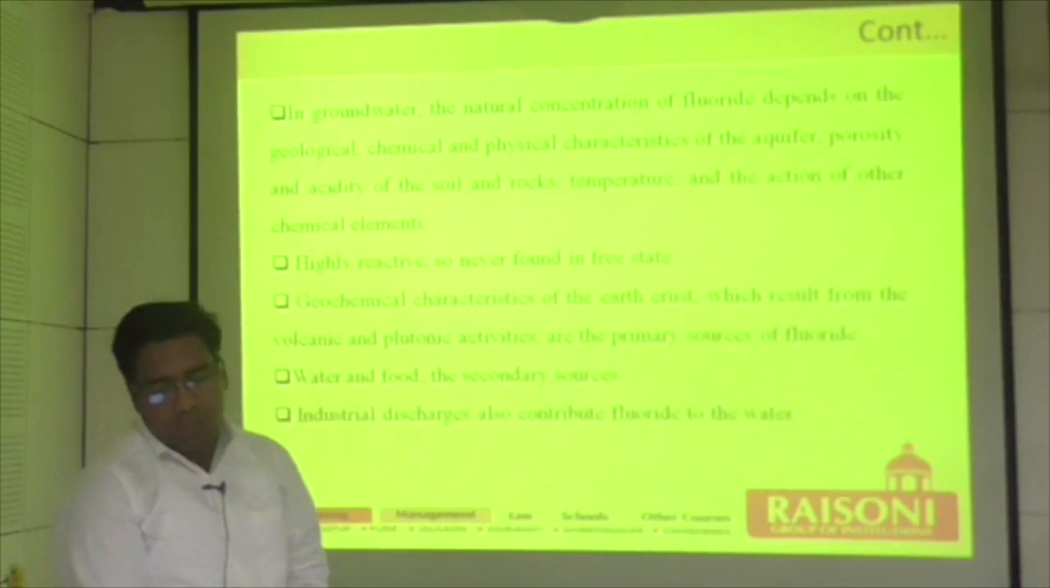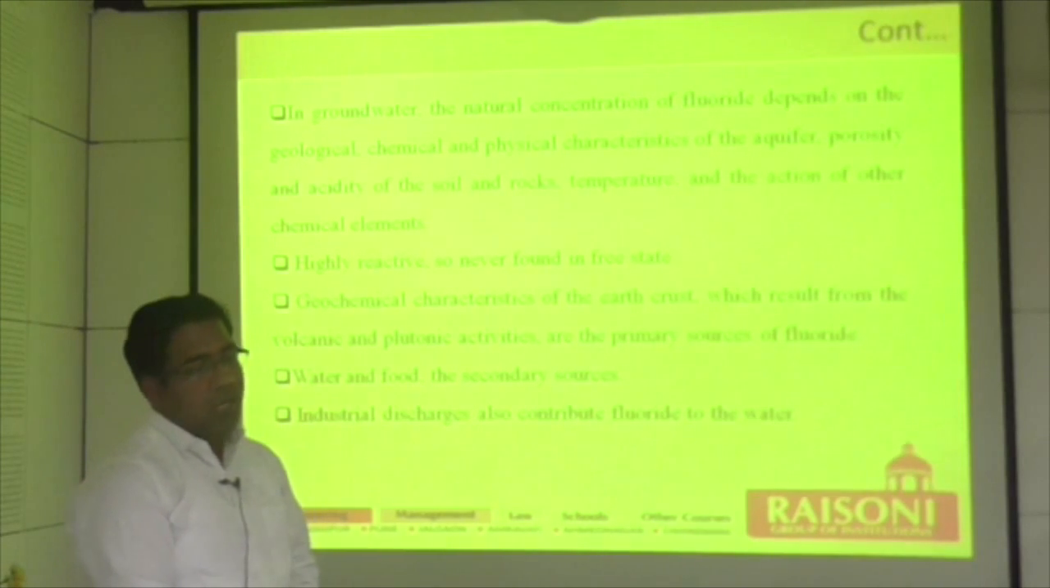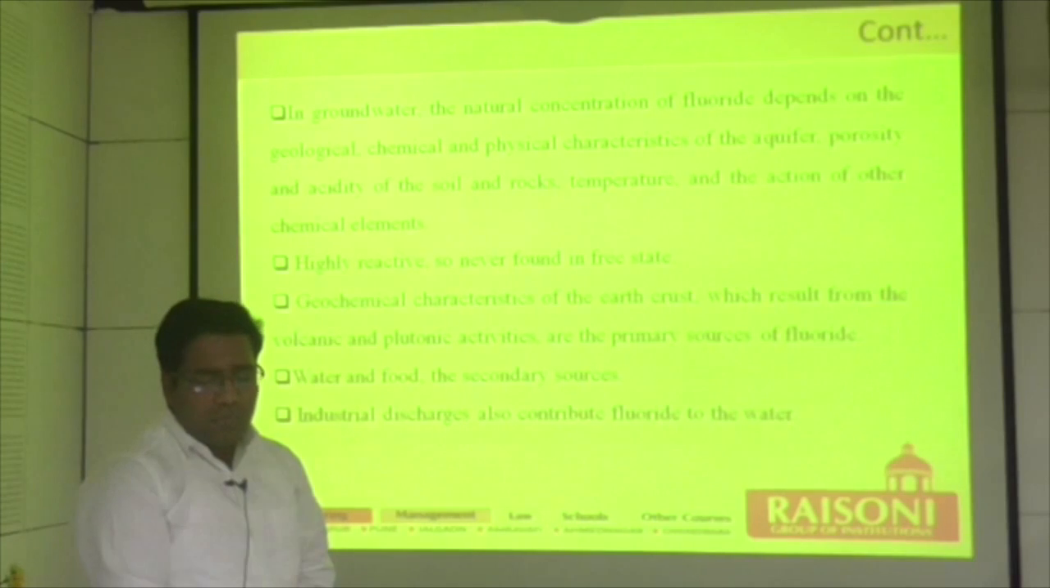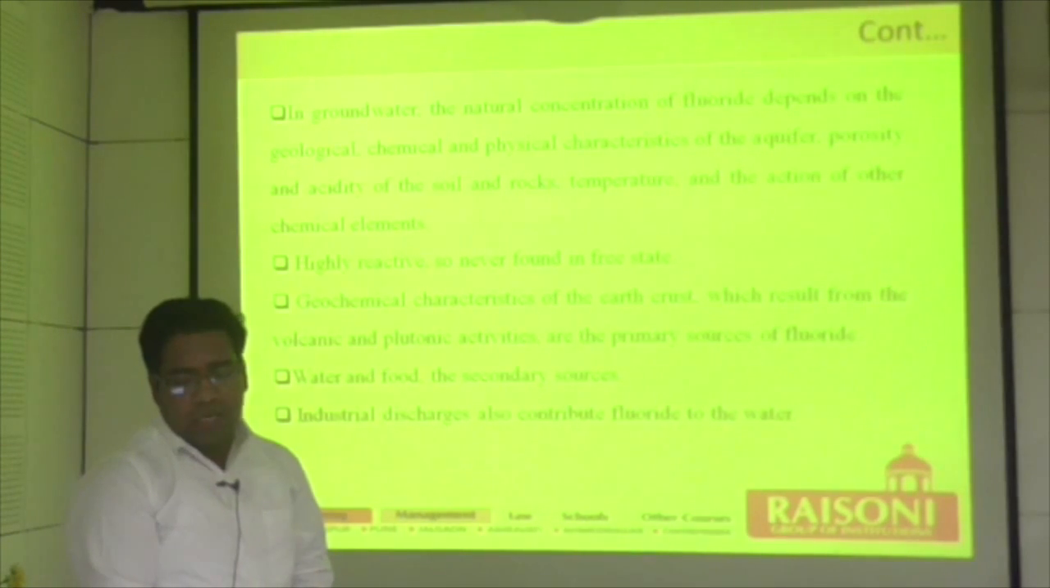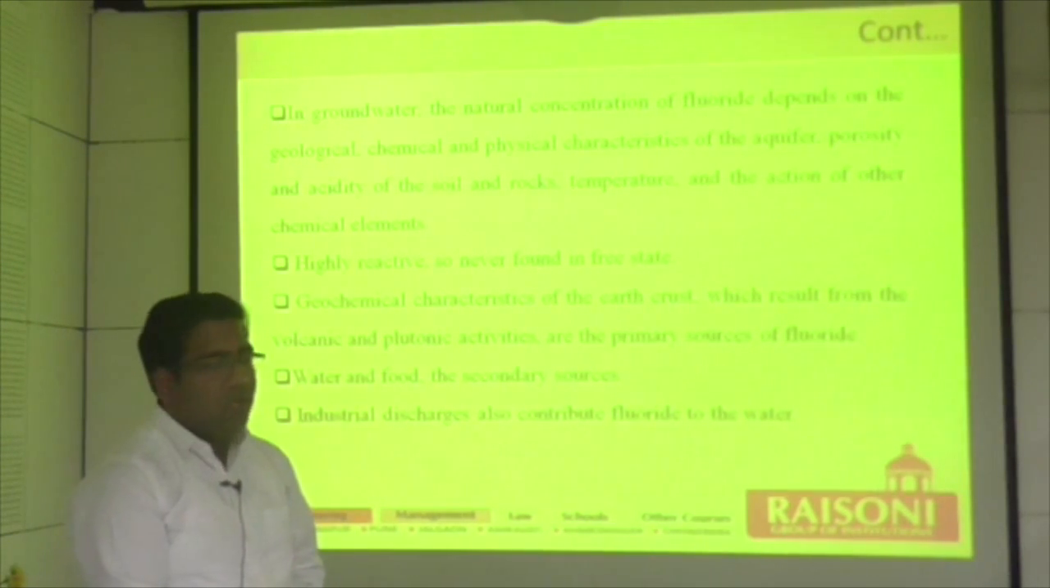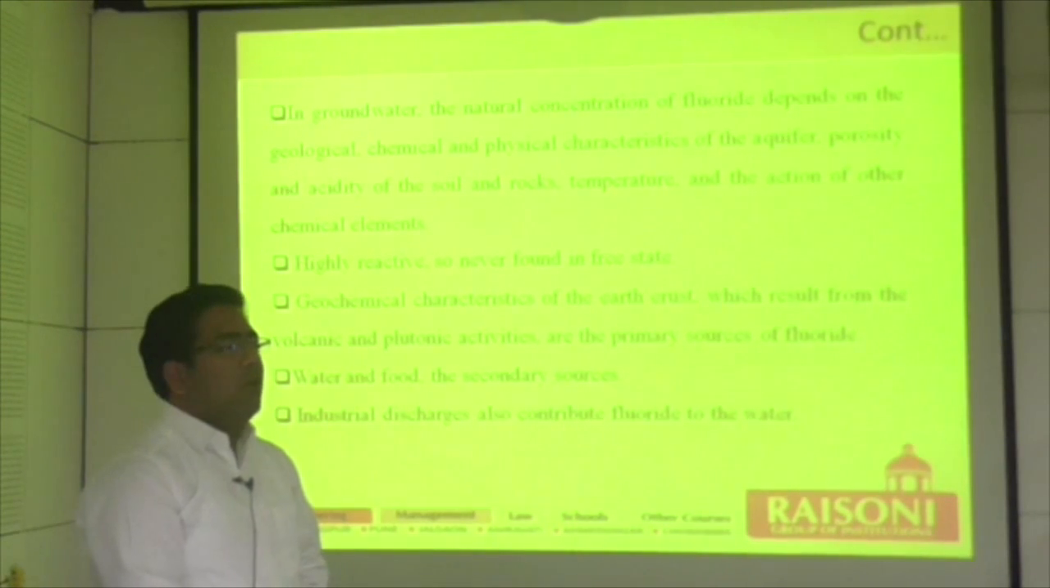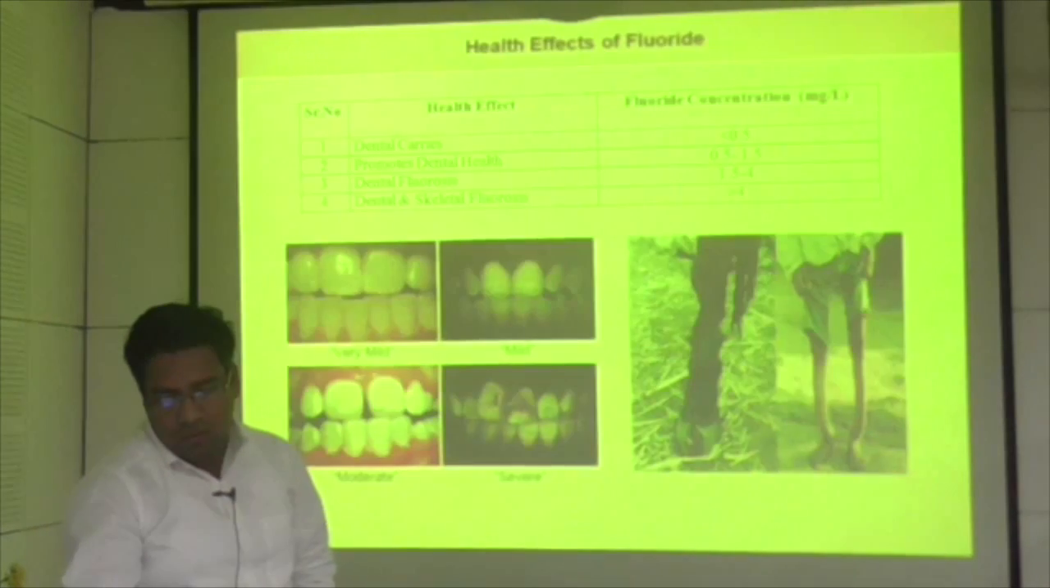Geochemical characteristics of the earth's crust, which result from volcanic and polluting activities, are the primary source of fluoride. Water and food are the secondary sources. Industrial uses also contribute fluoride to the water table. In addition to this, fluoride has a great affinity with calcium, silica and aluminate.